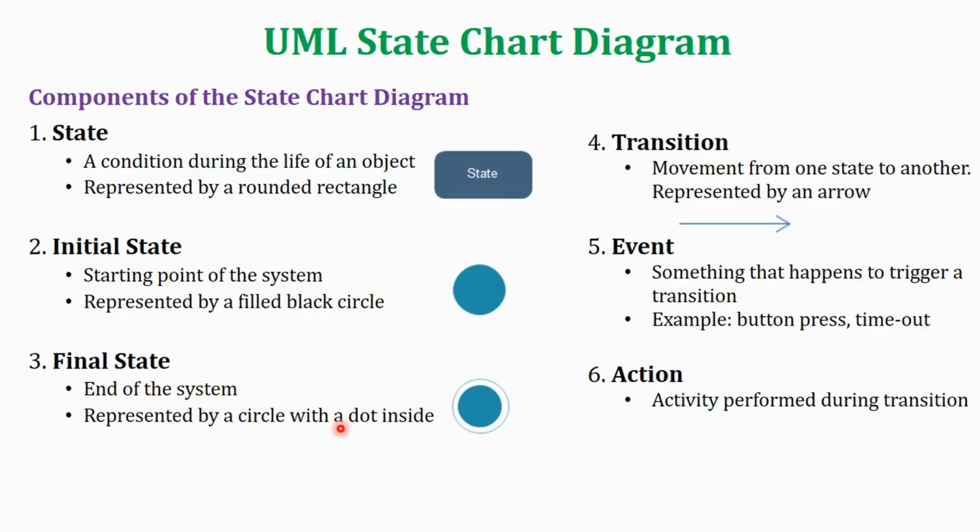And next one is the transition. It is movement from one state to another. It is represented by arrow marks. Next one is the event, something that happens to trigger the transition. For example, a button press or a timeout. The next component, action, is the activity performed during the transition.